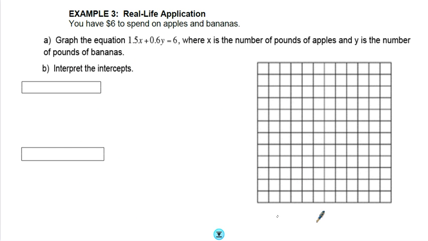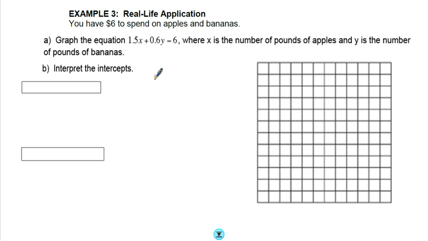So now, jumping to example 3, a real life application. It says you have $6 to spend on apples and bananas. You have $6 and you want to buy apples and bananas. Now, part A says graph the equation 1.5x plus 0.6y equals 6, where x is the number of pounds of apples and y is the number of pounds of bananas.